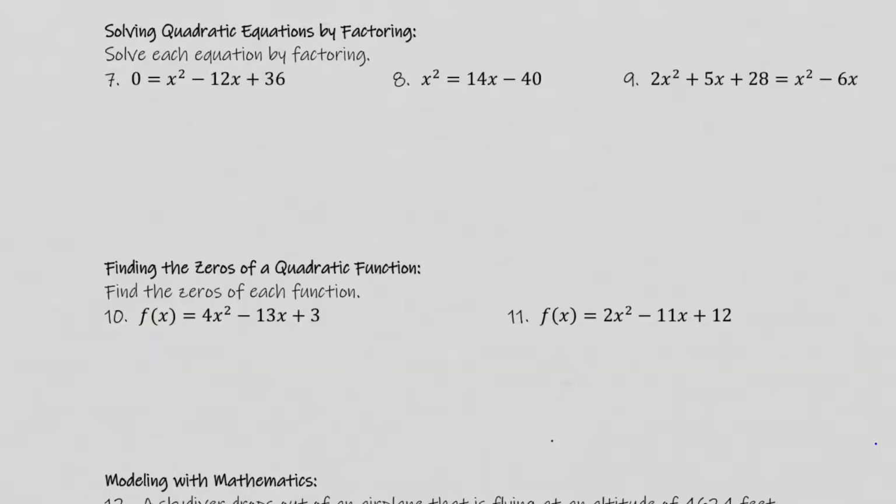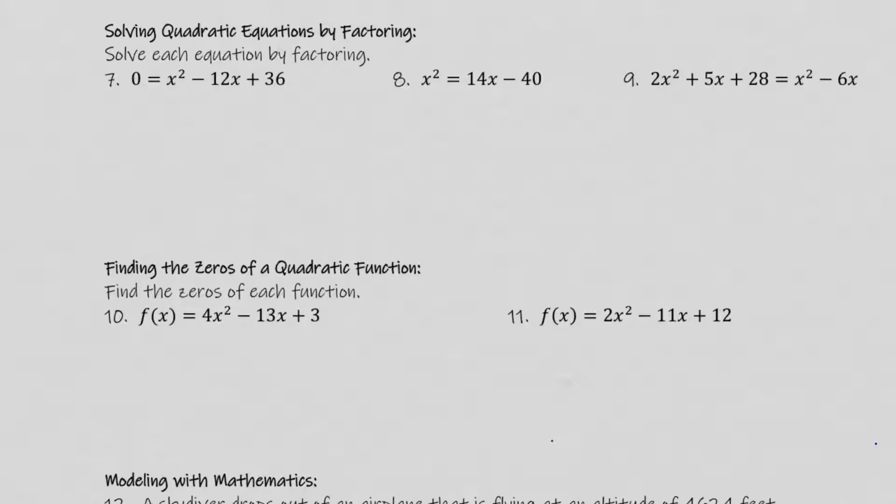So if we go to number 7 in the notes, we practiced factoring when we did the chapter 3 opener. Okay, we're going to do the same thing here. We need 0 on one side, and we need all of the expression on the other side. So in this case, we have x squared minus 12x plus 36.